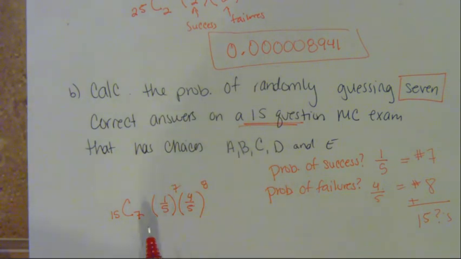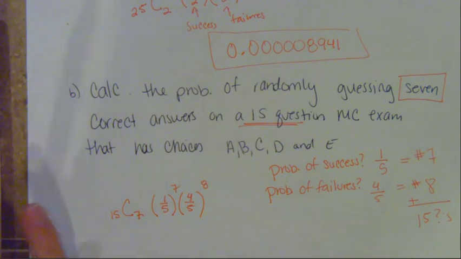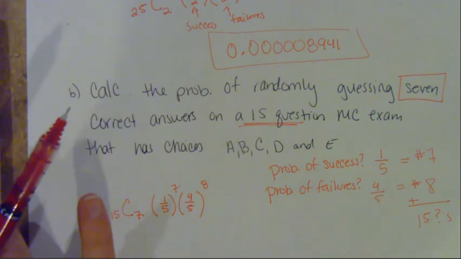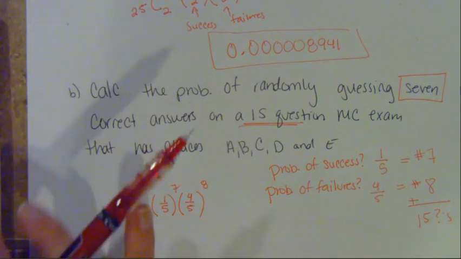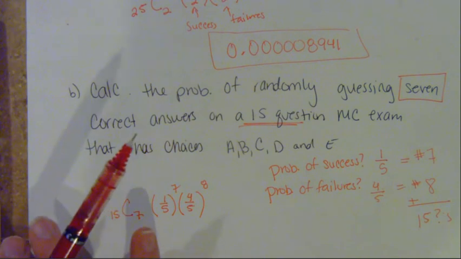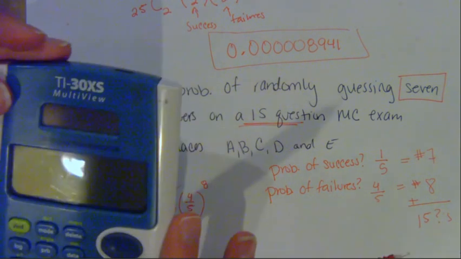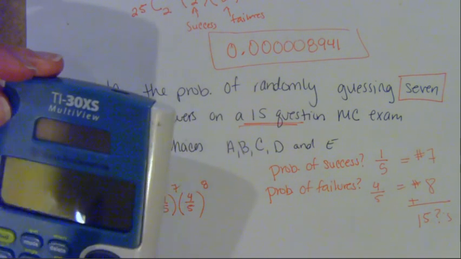Okay, so typing that into our calculator. 15 choose 7 times 1/5, probably should put some parentheses, to the 7th, times 4/5 to the 8th. So, well, that was cool. My calculator just died on me. Literally died.